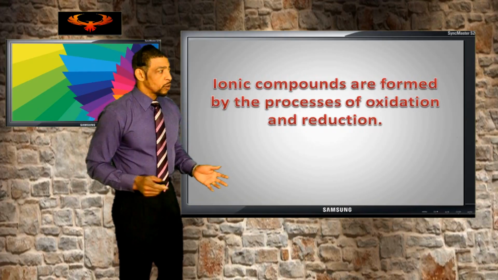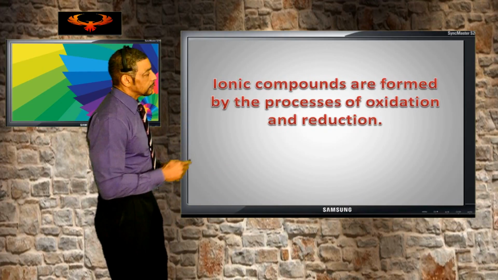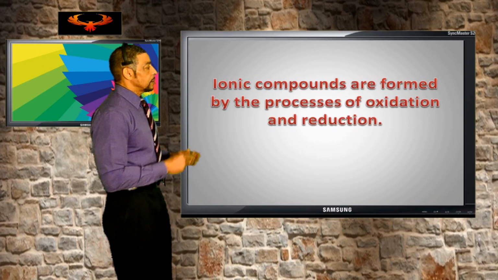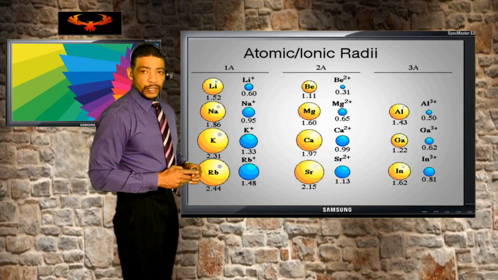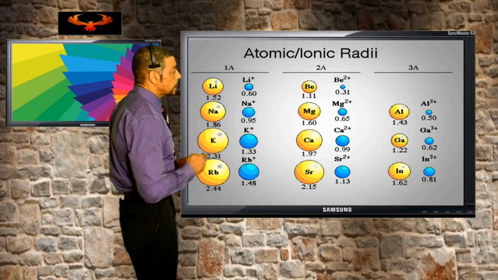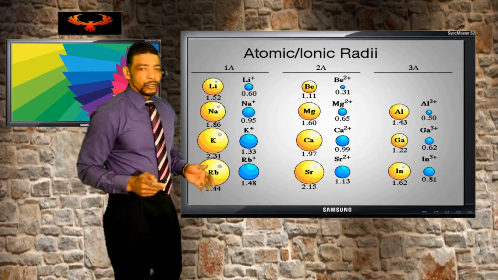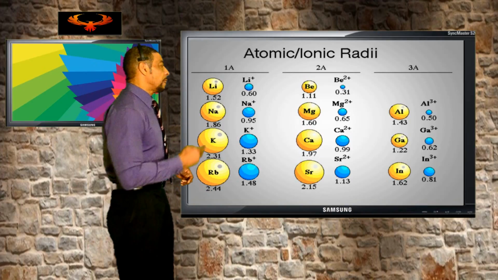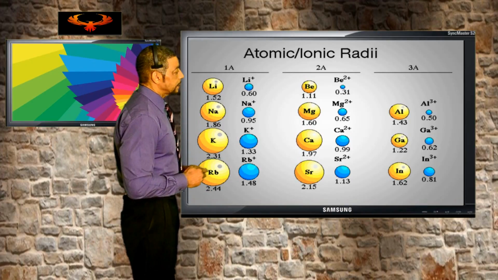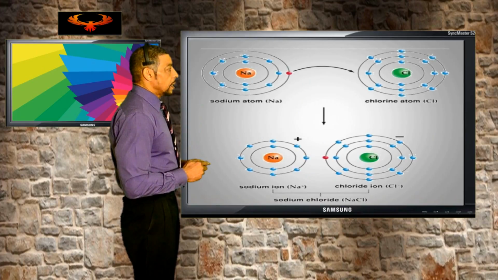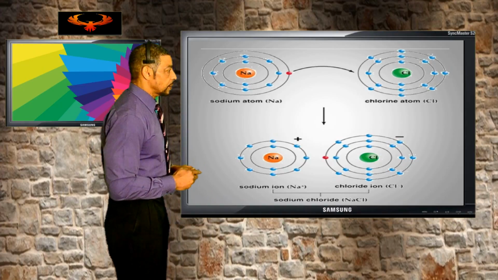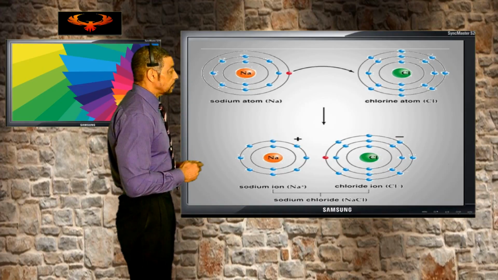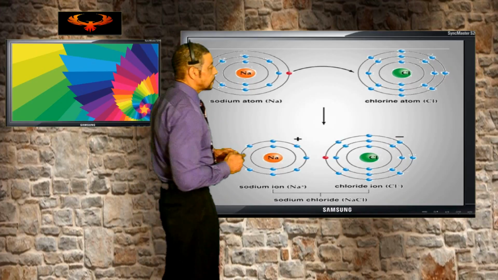Ionic compounds are formed by the processes of oxidation and reduction. During oxidation, the atom of a metallic element will lose its valence electrons to form a positively charged ion, which is also called a cation, that will have a smaller radius than the original atom. During reduction, the electrons lost by the cation are simultaneously transferred to a non-metallic atom, causing its radius to increase.